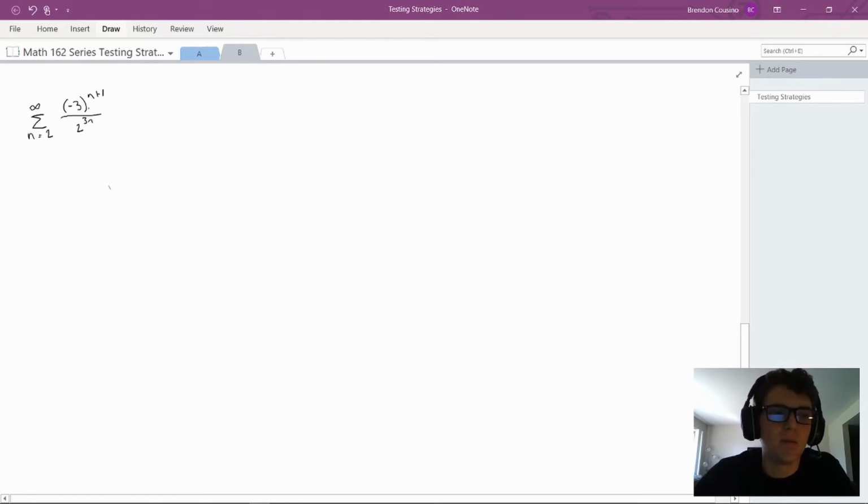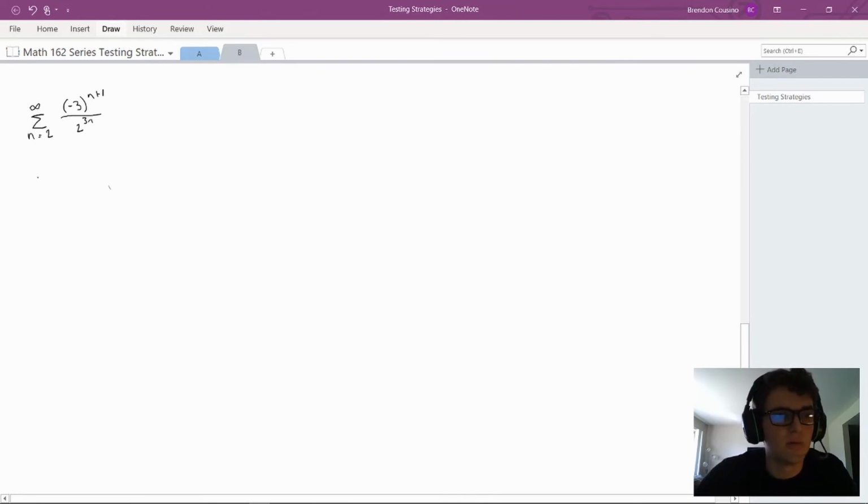So I'm already seeing that this is alternating, right, because of this negative being raised to a power of n. So as n goes from an even number to an odd number, this is going to change from a negative number to a positive number. So that tells me that this series is alternating. So I'm going to go ahead and jump right into the alternating series test.